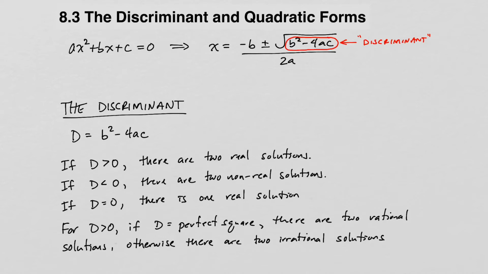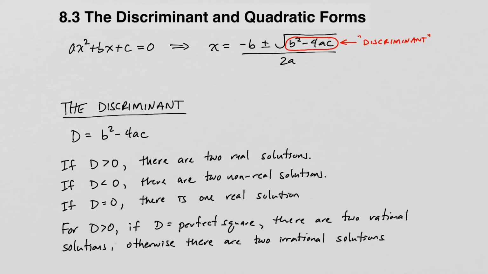So what we know is that for a quadratic equation, if the discriminant is positive, there are going to be two real solutions. So what that means is when you're solving the equation, if the number in here ends up being positive, you will get two real number solutions. If the discriminant is negative, there are two non-real solutions, meaning complex solutions. Well, that's because if this number is negative, you're taking the square root of a negative, and we know that's not a real number. If the discriminant equals 0, there is only one real solution. You don't get two solutions if the discriminant is 0.